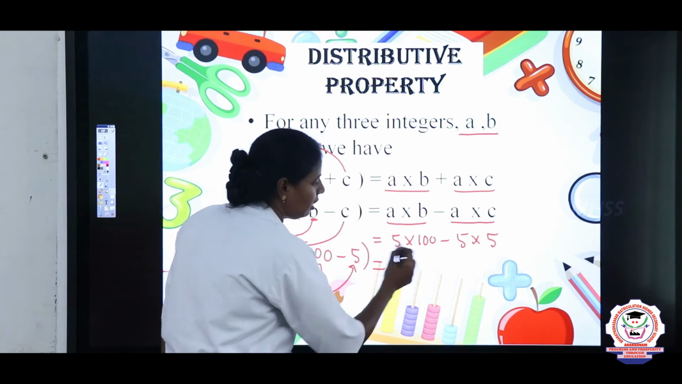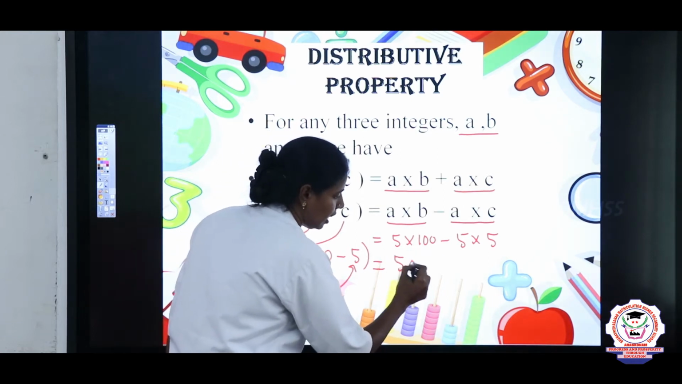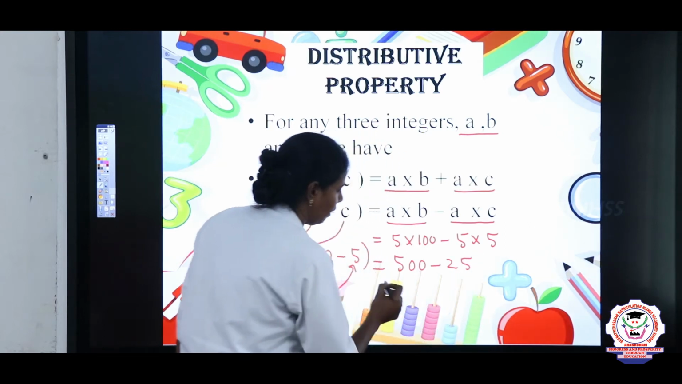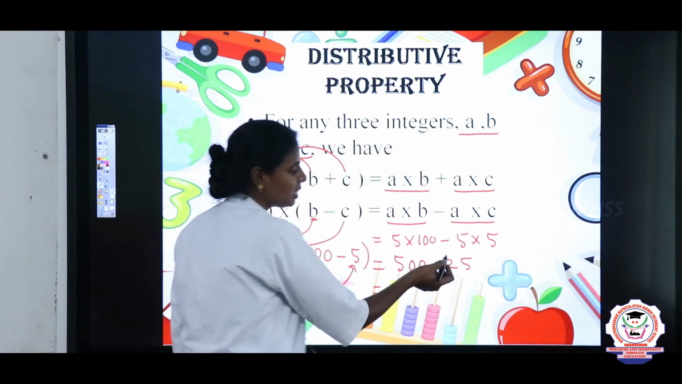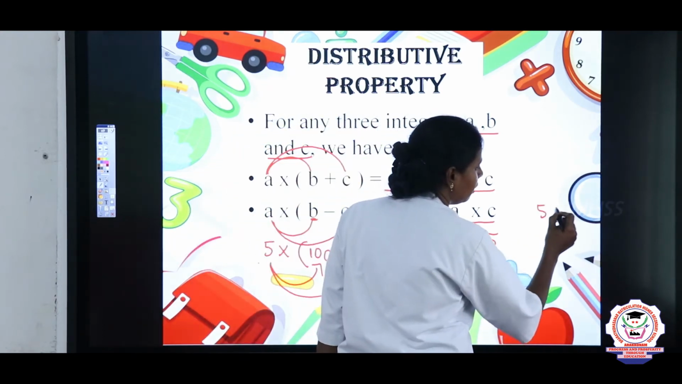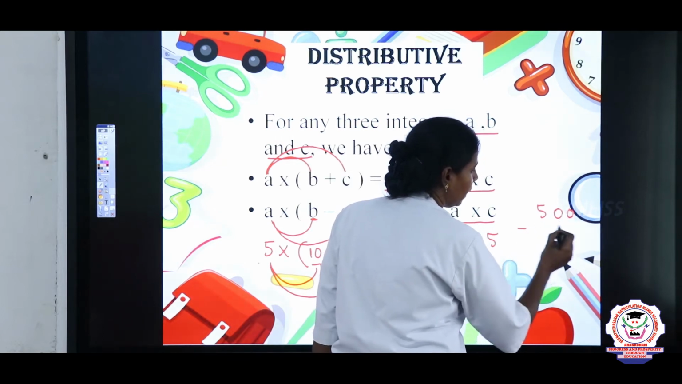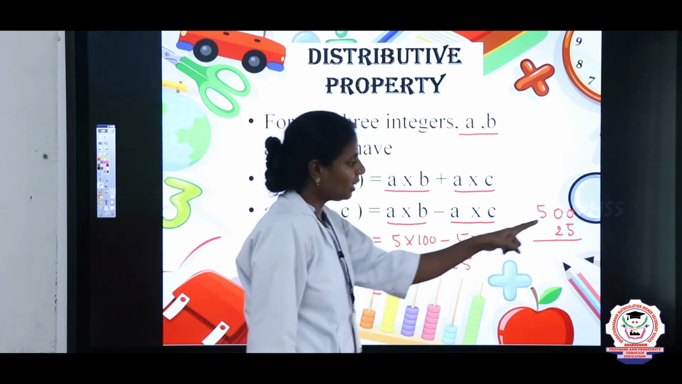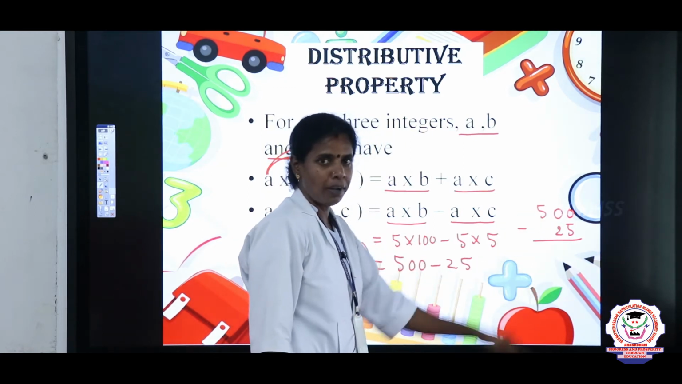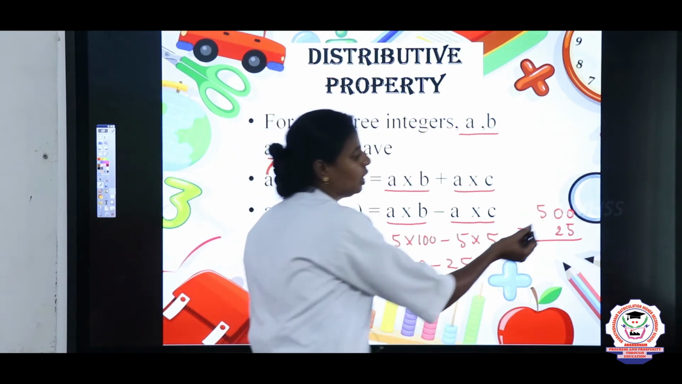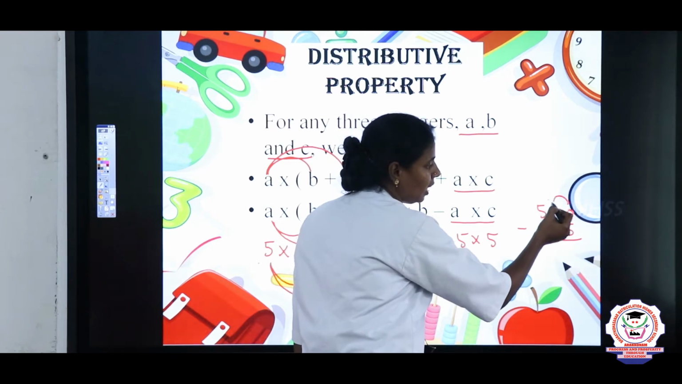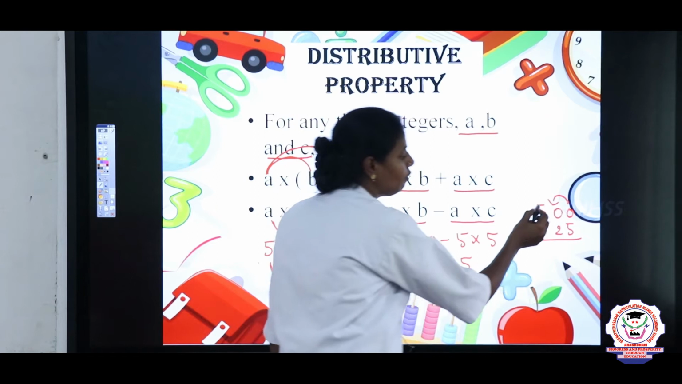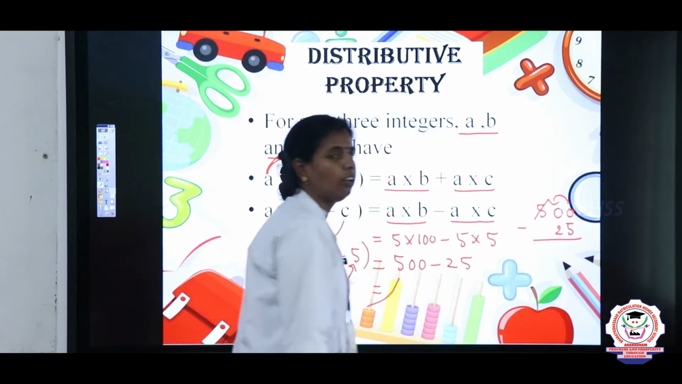So 5 into 100 is 500, minus 5 5s are 25. Now subtract 500 minus 25. So subtract 0 minus 5. Can you subtract 0 minus 5? No. Then we are going to borrow from the next place. The tens place is also 0. So from the hundreds place 5 we are going to borrow.